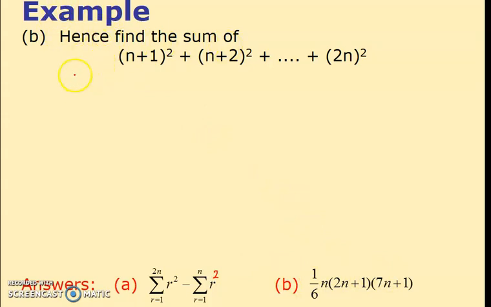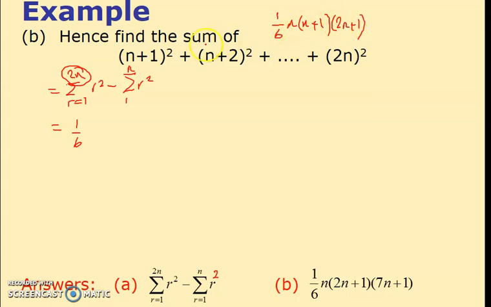So, hence find the sum of this. We're saying the sum of all of these is really equal to the sum of all the r squareds from 1 to 2n. If I just write this out, this is the sum from r equals 1 to 2n of r squared, minus the sum from 1 to n of r squared. Now we've got a formula for the sum of r squared. It's a sixth of n, n plus 1, 2n plus 1. But of course, I am going up here to 2n.